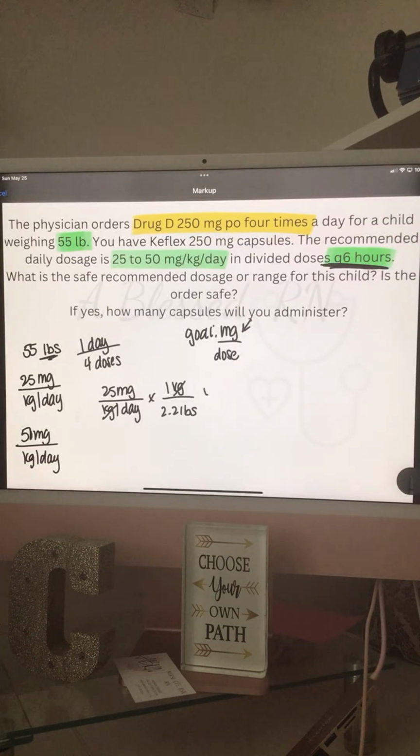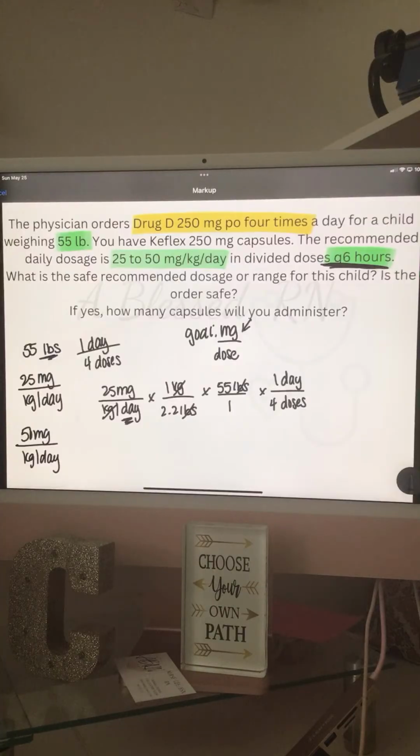Okay. Now I will do my patient's weight, which is 55 pounds, and it's single and by itself. And my last puzzle piece, because I need dose on the bottom, is that in 1 day we give 4 doses. And days cancel out. And now you've got mg at the top, boom, and dose at the bottom.